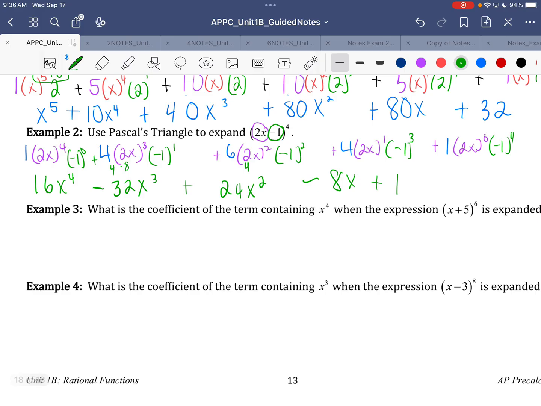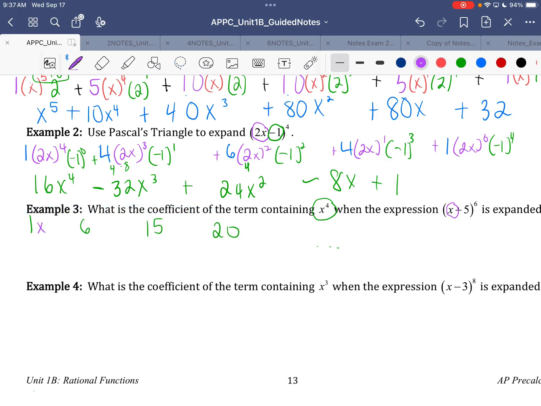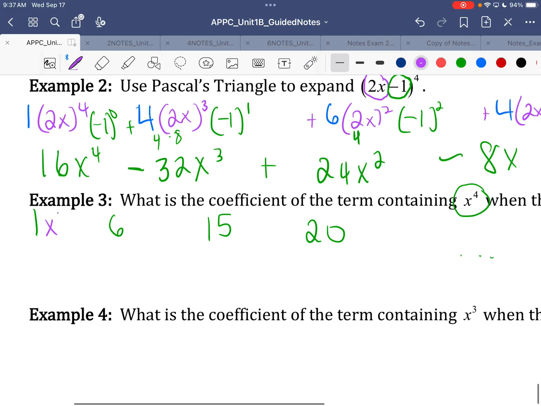So if I'm doing x plus 5 to the 6th, what row should I be doing? The 6th row, the one with the 6. So you have 1, 6, 15, 20, etc. And we're trying to figure out the x to the 4th. So if I put this first term in there, x, I would start to the what power? The 6th power. So I'm starting to the 6th.